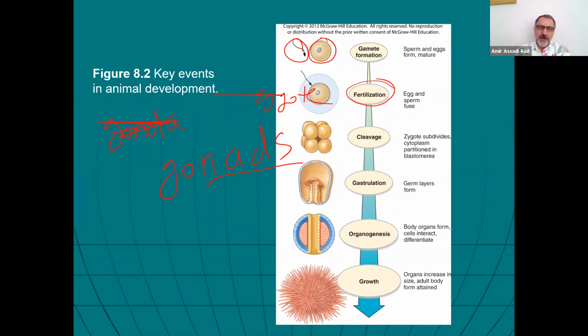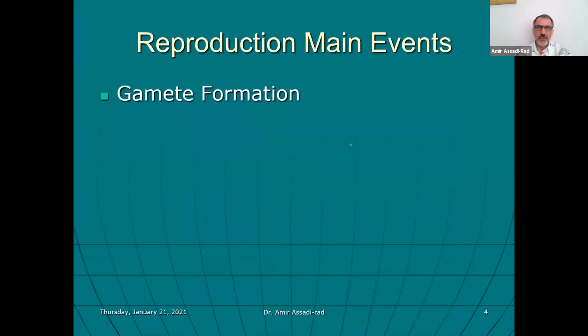So the sperm and egg are produced by gonads. Ovary and testes are gonads. In plants, the anther, for those of you taking botany, is a gonad also. Sperm and egg form the zygote. The zygote undergoes mitosis and becomes two cells, then four cells, then eight cells, and so on. The name of that process is called cleavage. Scientists do not like to call it mitosis, so cleavage is a type of mitosis, if you would. Then you have the morula, then the gastrula, then organogenesis, formation of the organs, and growth. We'll talk about all of that.